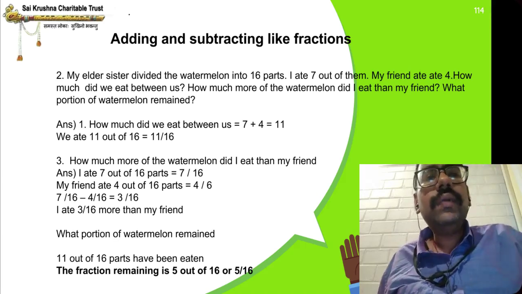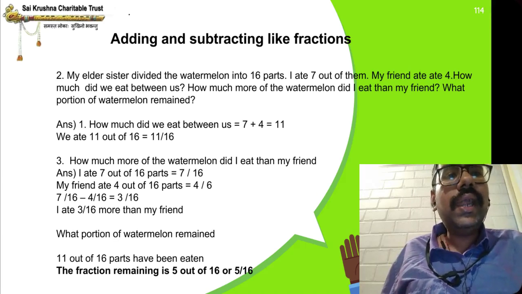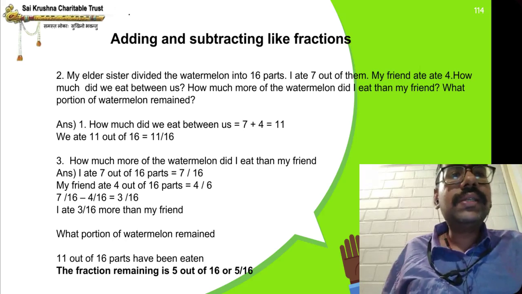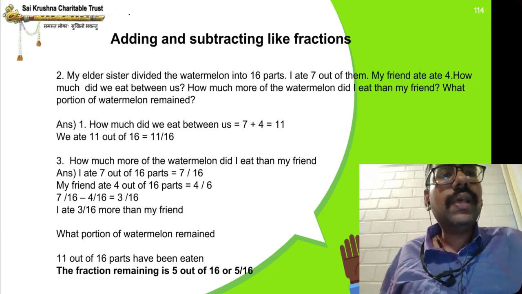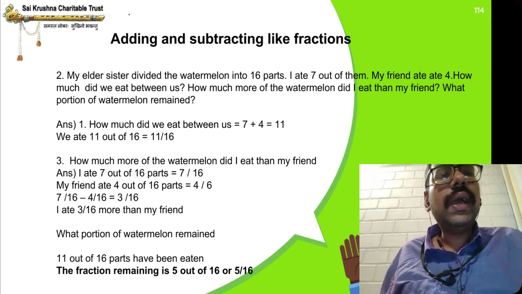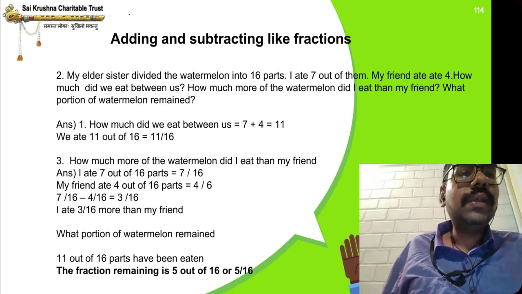Now we'll come to the problem. My elder sister has divided the watermelon into how many parts? 16 parts, right? I have eaten how much? 7 out of 16. So 7 by 16 I have eaten. My friend ate 4. I and my friend together, how much did we eat? I ate 7. My friend ate 4 parts. So 7 plus 4 is 11. 11 out of 16 has been eaten.